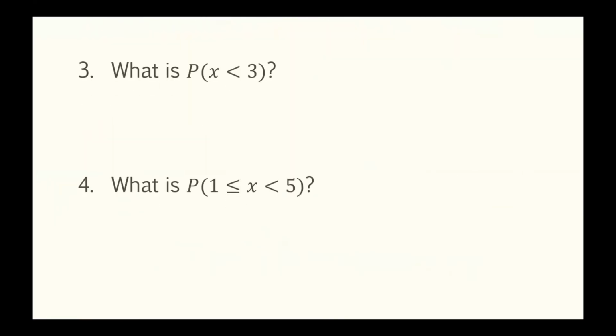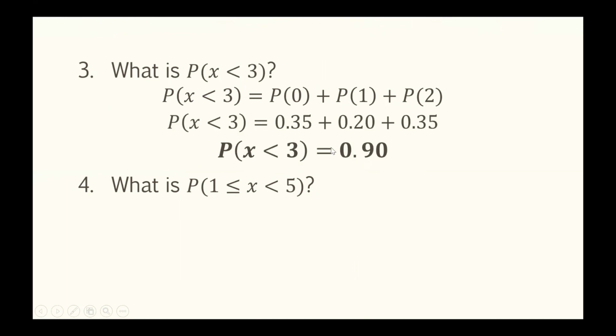Number 3. What is the probability of x less than 3? We have, when we say less than 3, 3 is not included since we don't have equal sign here. We'll start from 0, 1, and 2. And then the summation, we have 0.90.